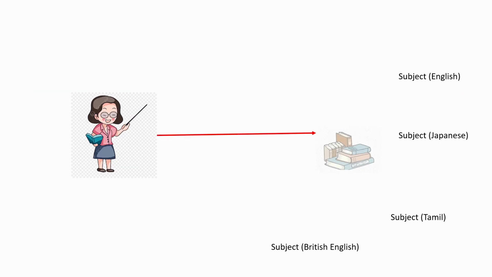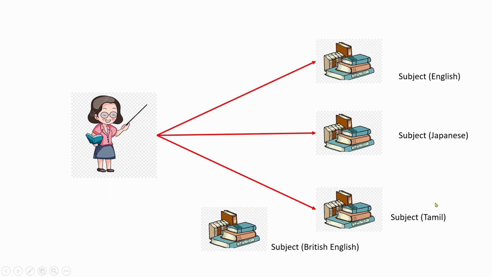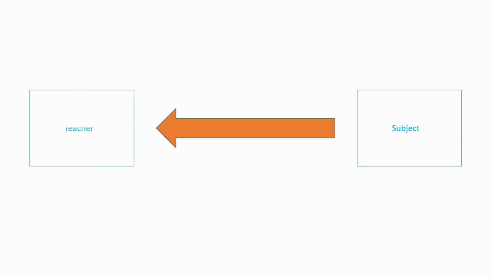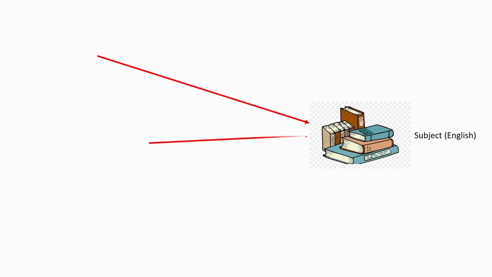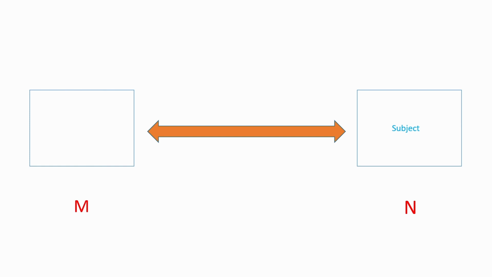I first check the subject to teacher relation. One teacher teaches many subjects, for example English, Japanese, Tamil, British English. There are so many languages. Then looking at the teacher table from the subject table, one subject has many teachers. So a one-to-many relationship is created between teacher and subject.